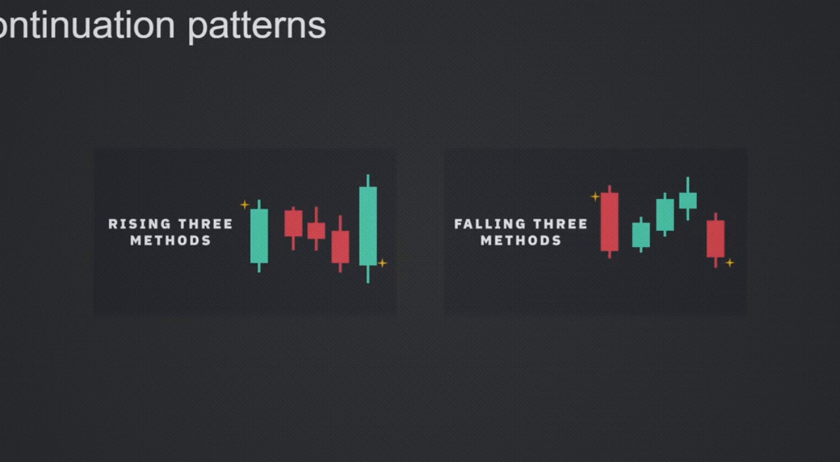Then we have the opposite example with the falling three methods pattern. So during a downtrend, we have a small bounce, which is represented by these three green candles. But as you can see, the bounce is not strong enough to reverse the trend, so the market just continues to the downside. And that's why we call these continuation patterns.